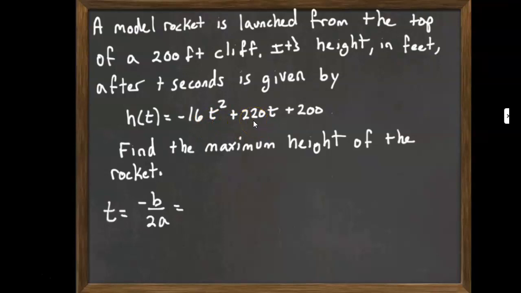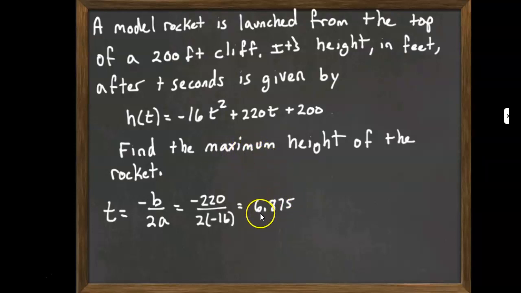So we do that. We use our formula for the vertex point, negative b over 2a, and we plug those numbers in. We get negative 220 over 2 times negative 16, and that works out to be 6.875. Now that is a t, which means it's a time. So that's how long it will take to reach the maximum height.